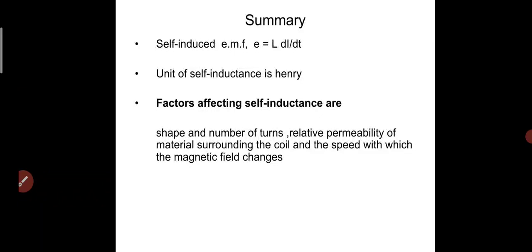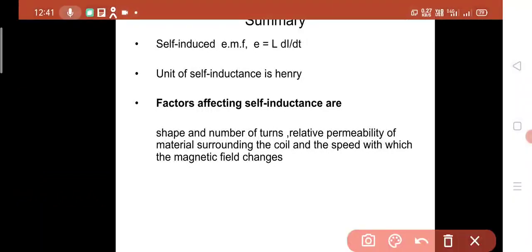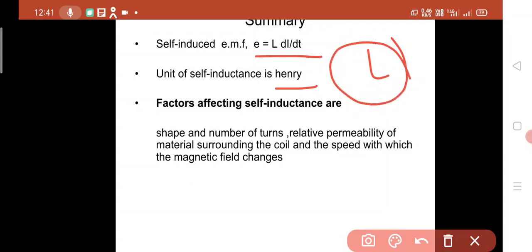Next, summary. First point, self-induced EMF: E is equal to L into di by dt. Here L is the constant, called self-inductance, and it is denoted by the letter L. The unit of self-inductance is Henry.